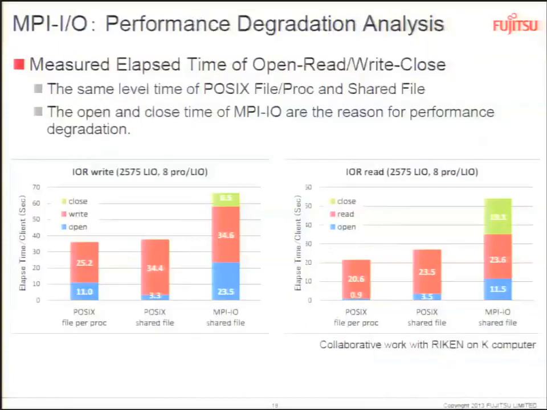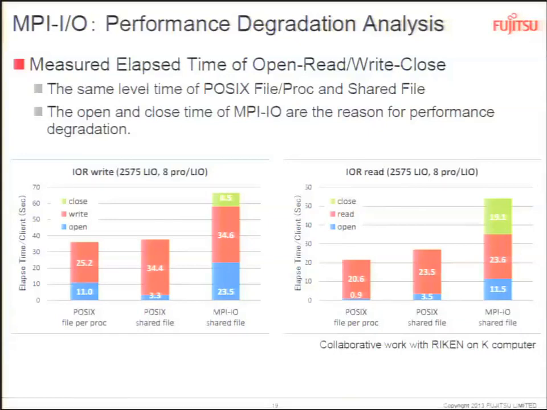So next, we investigated the performance degradation by analysis, measuring the elapsed time on the client for open, read, write, and close. And here's the result. This is the write case. In this figure, this is the elapsed time per client. POSIX file per process and POSIX shared file are almost the same. However, the MPI-IO shared file is much longer in open and also close time.